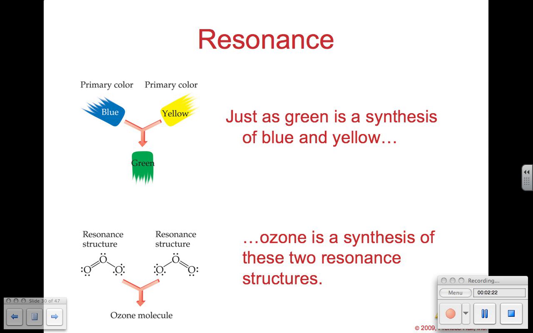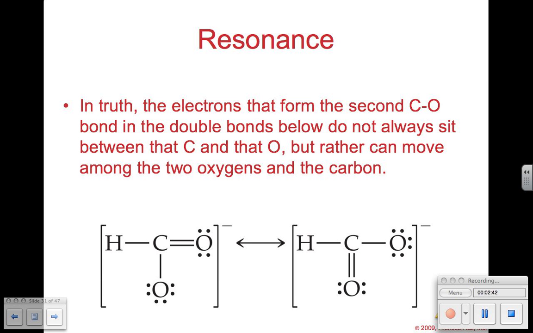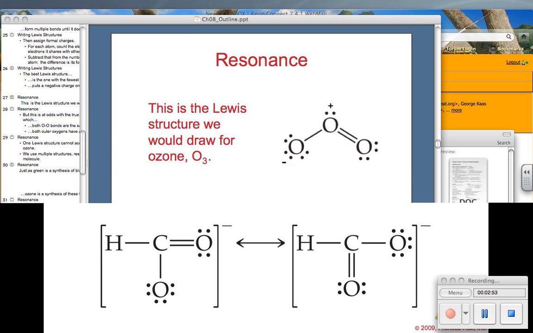And the collected data supports that in the fact that the distance of the two bonds between the oxygens are the same distance, and they're not quite as long as a single bond, and they aren't quite as short as a double bond. So it's kind of this in-between length. So in truth, the electrons that form the second CO bond in the double bonds below do not always sit between the carbon and the oxygen.